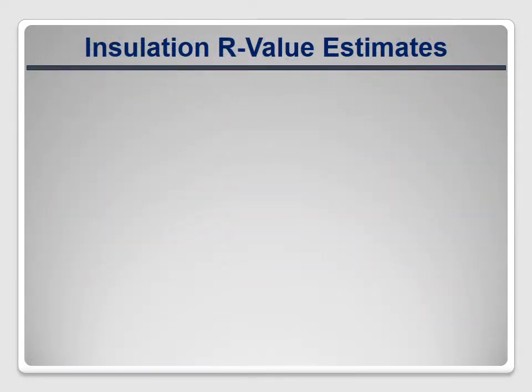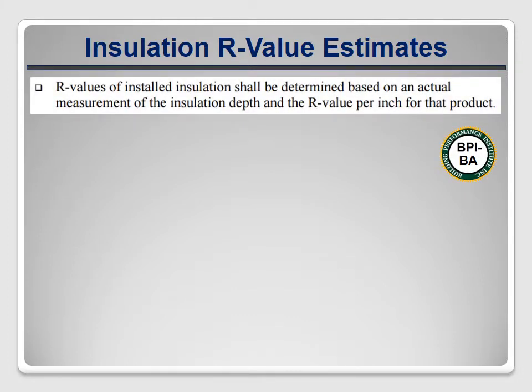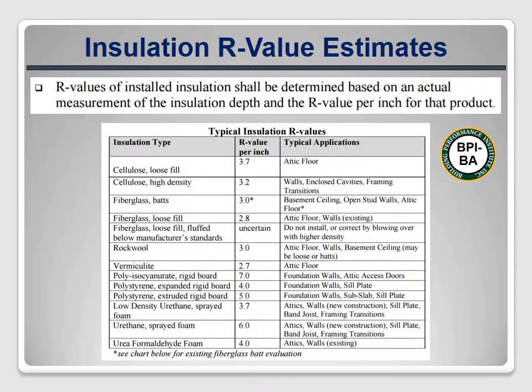The BA standard, on the other hand, provides detailed tables that allow auditors to quickly estimate the R values of the most common insulation materials. The standard states that R values of installed insulation shall be determined based on actual measurement of the insulation depth and the R value per inch for that product. This is followed by a table that lists the typical R value per inch of 13 different insulation types.